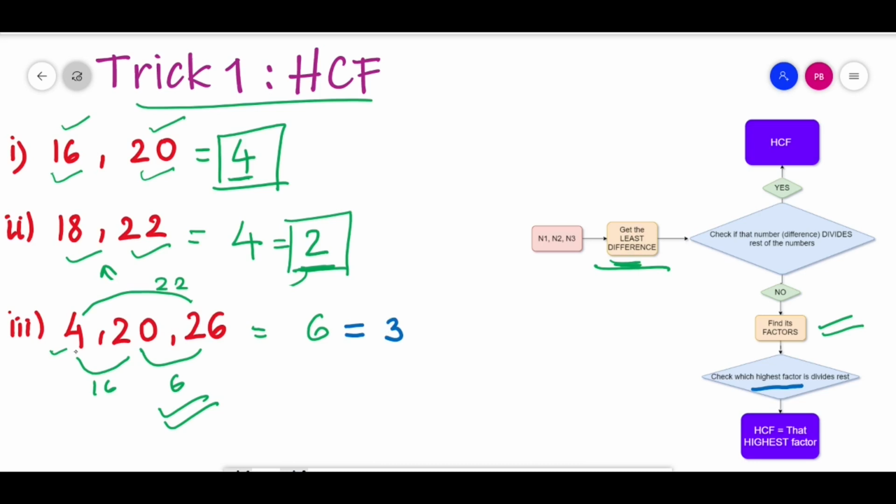Check whether these numbers are divisible by 3 or not. 4 is again not divisible by 3. Move on to the next factor, which is 2. Check 4, 20 and 26 all are even numbers. That's why all these numbers are divisible by 2. Therefore, the HCF will be 2.